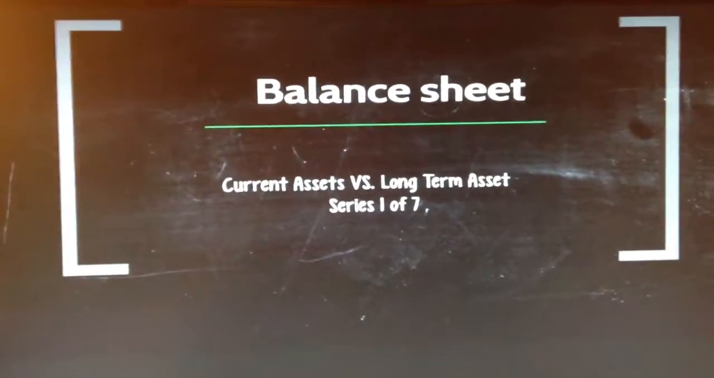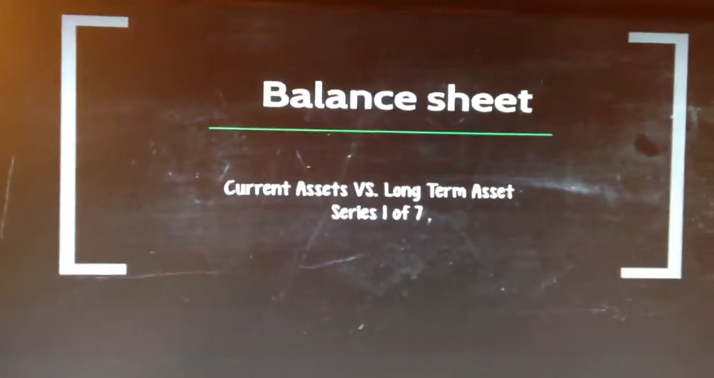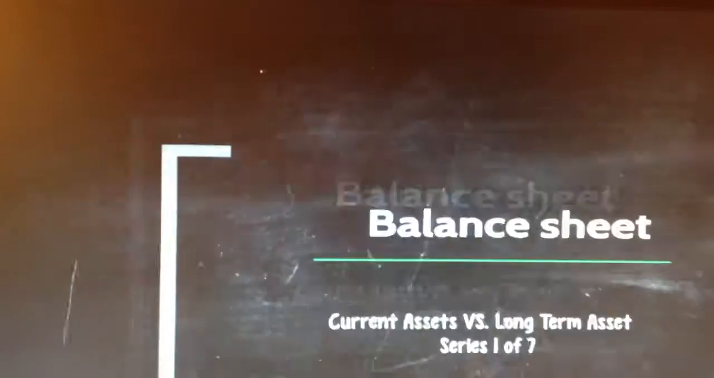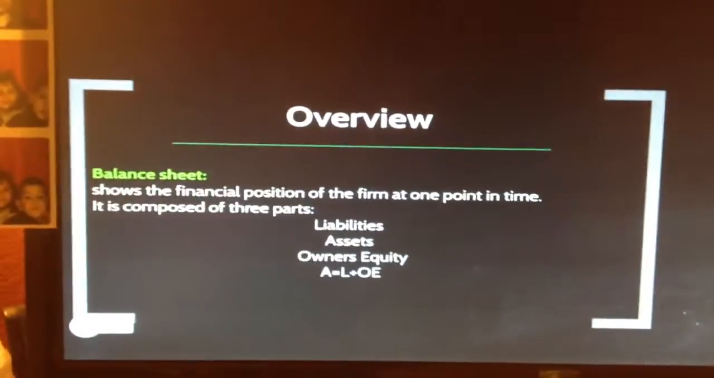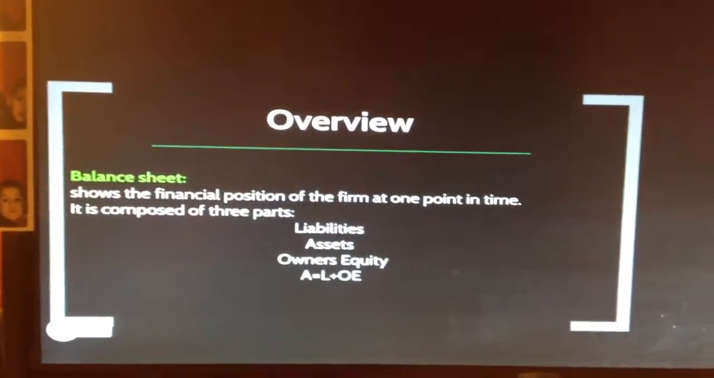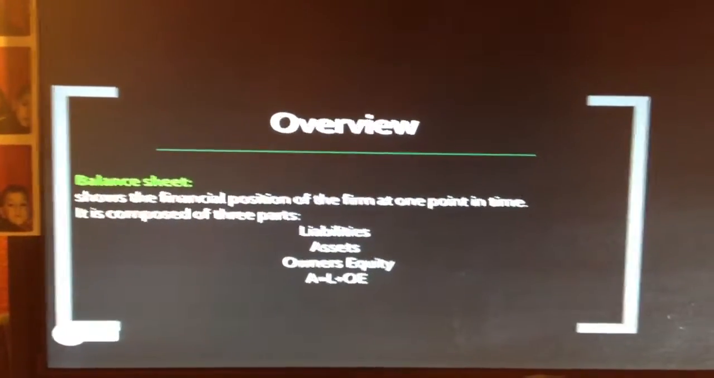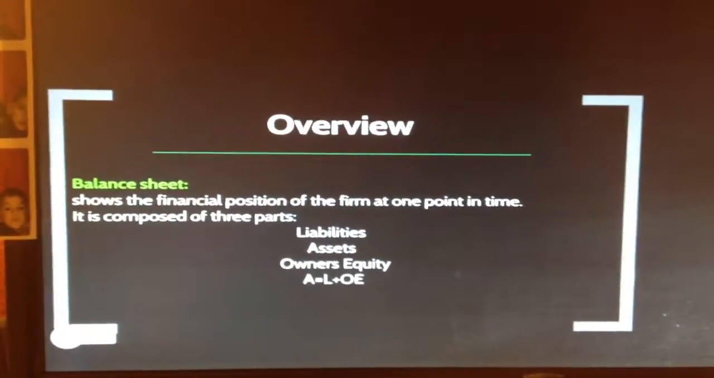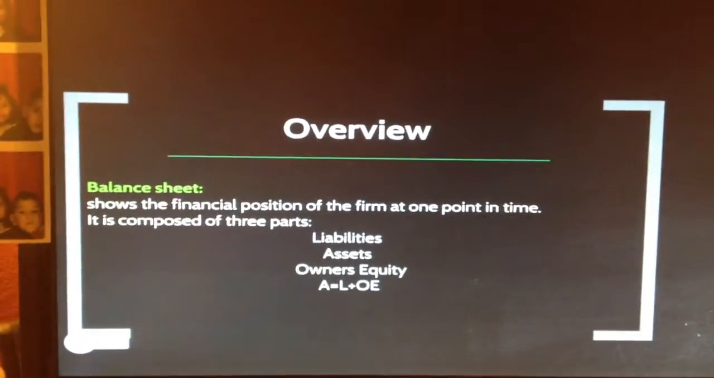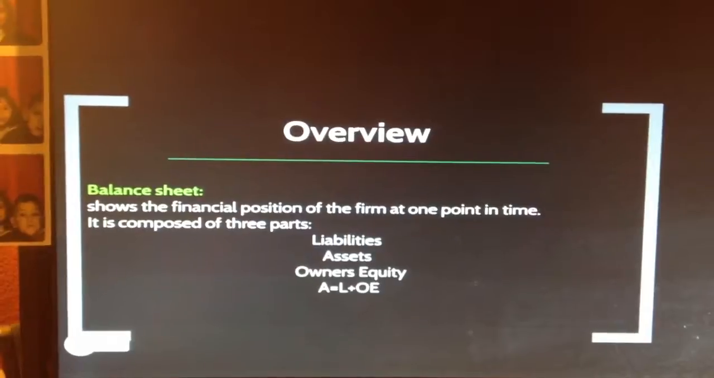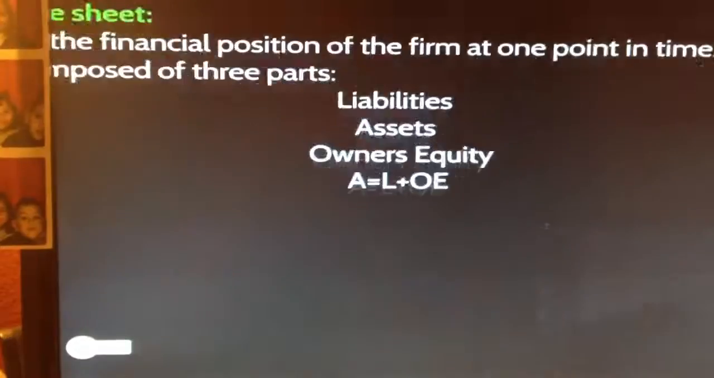All right, so balance sheet, current assets versus long-term assets, series 1 of 7. So first I want to do a quick overview. The balance sheet shows the financial position of the firm at one point in time. It is composed of 3 parts. So we have liabilities, assets, owner's equity, and so basically on the balance sheet, it's assets equals liabilities plus owner's equity.